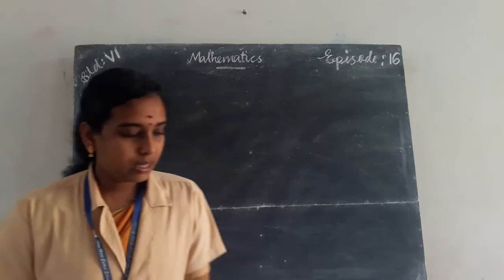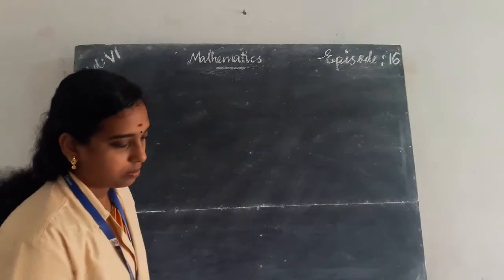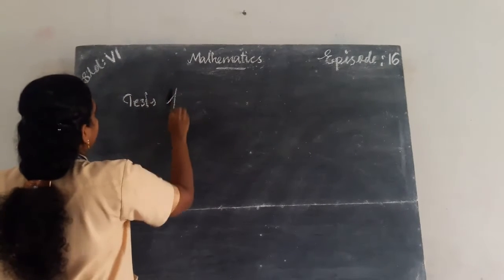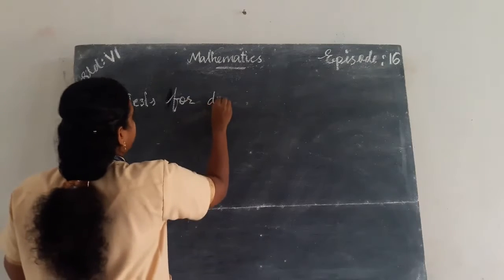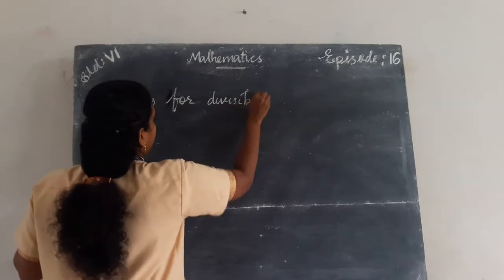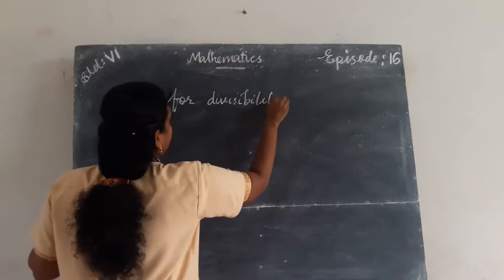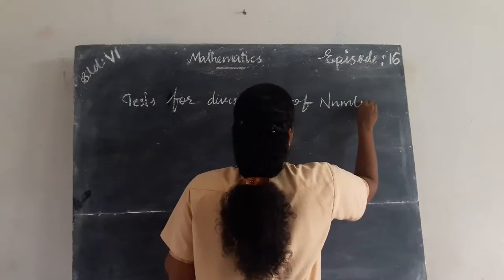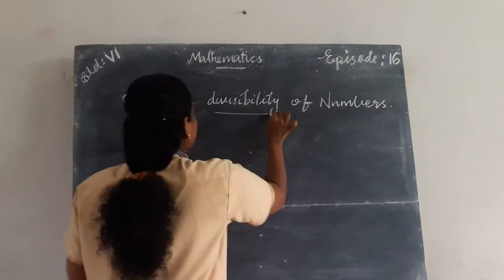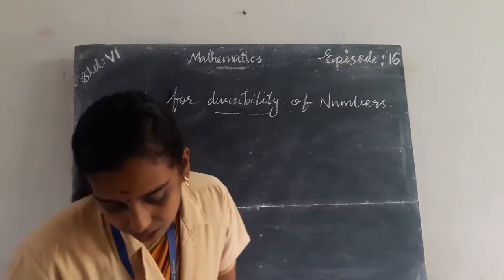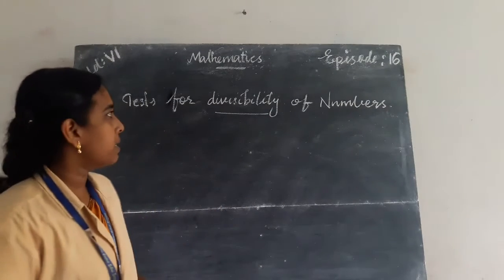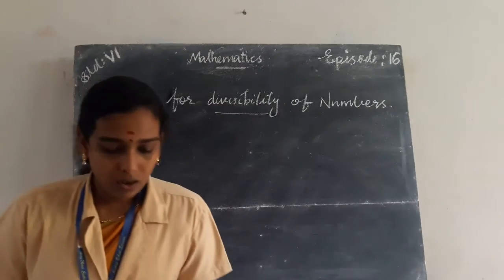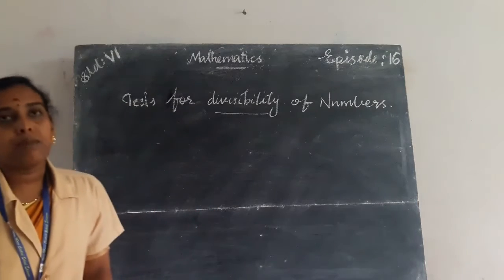In this class we are going to study the test for divisibility of numbers. Let us see whether we can find a pattern that can tell us whether a number is divisible by 2, 3, 4, 5, 6, 8, 9 and 10. The first one is divisibility by 10.